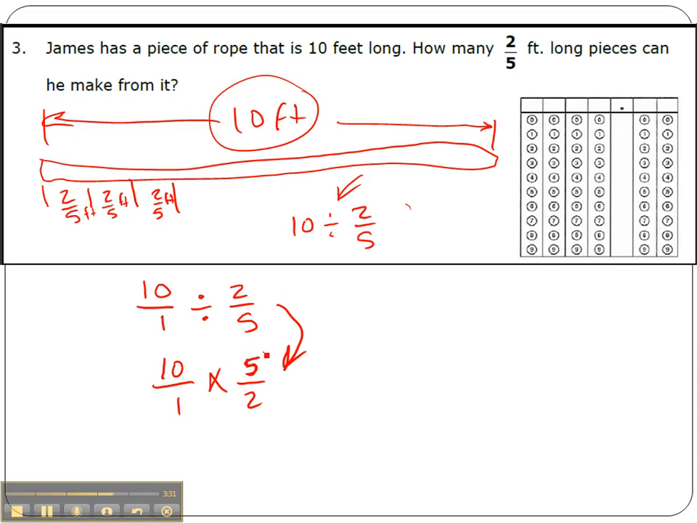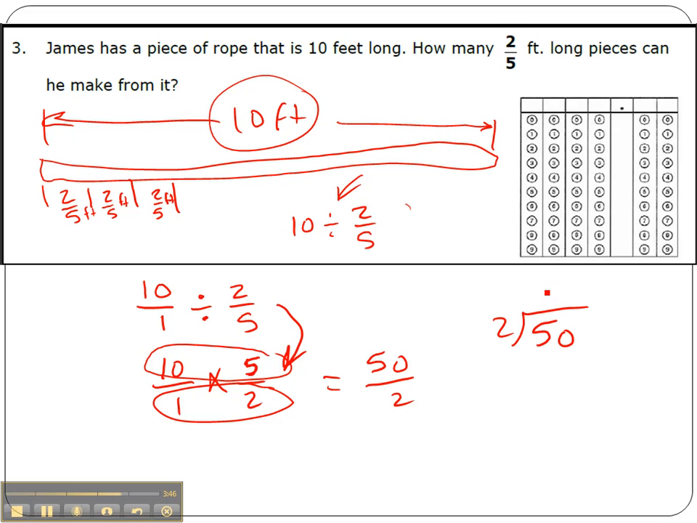Now, multiplying fractions, that's no problem. Top times top. 10 times 5 is 50. And bottom times bottom. 1 times 2 is 2. So 50 over 2. That's an improper fraction. Our numerator is greater than our denominator, so we need to divide. 50 divided by 2. 2 2s and 5. 2 times 2 is 4. Subtract, I get 1. Bring down the 0. 5 2s and 10. So James can make 25 2/5 foot long pieces of rope from that 10-foot long rope.